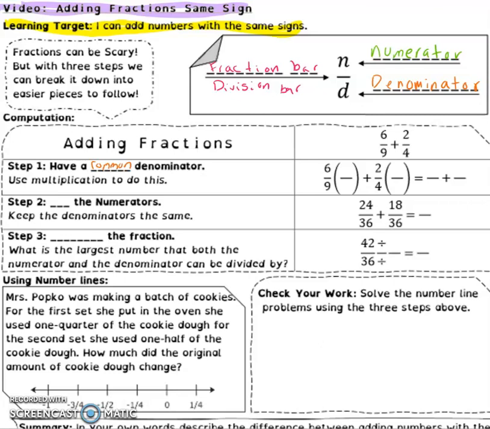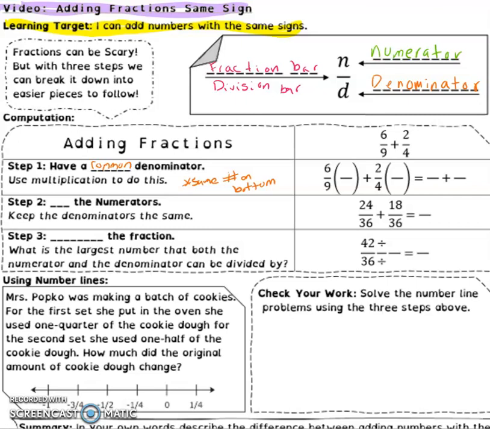Common denominator. So again, this means same number on bottom. Okay, so we want to have the same number on the bottom of our fractions. So how do we get 9 and 4 to end up going to the same number? I know that sounds like it's going to be really crazy hard, but we're just going to multiply them. We're going to use multiplication to do this.